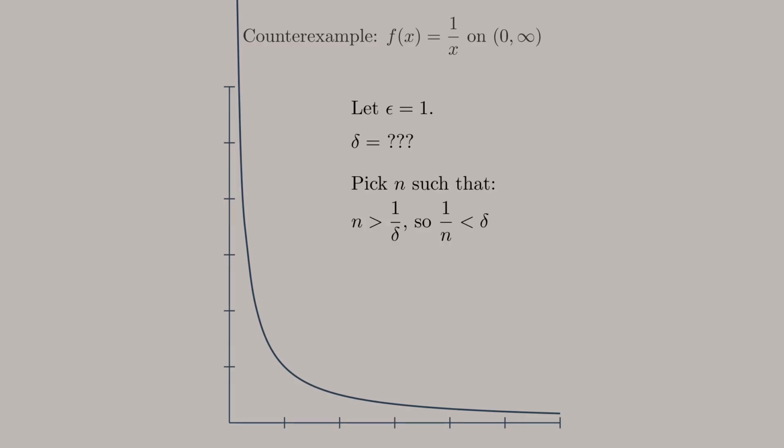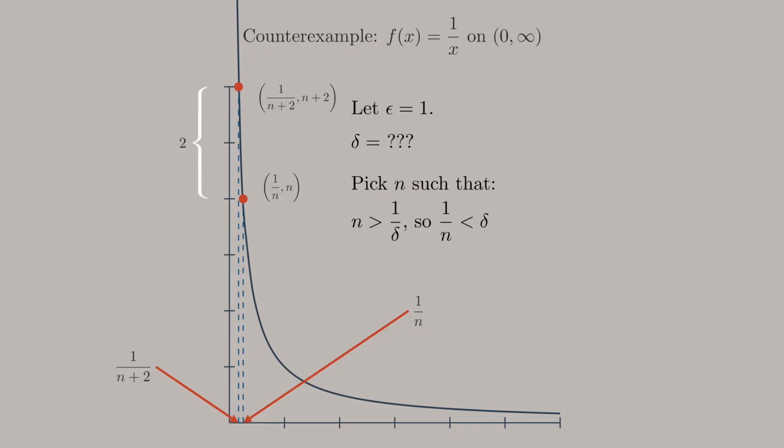Let's let x1 be 1 over n, and x2 be 1 over n plus 2. They are within 1 over n of each other, so they're within delta of each other, but their y values differ by 2, which is bigger than epsilon. So no matter how tiny a delta you pick, I can pick those two x values so that the y values are more than 1 unit apart.